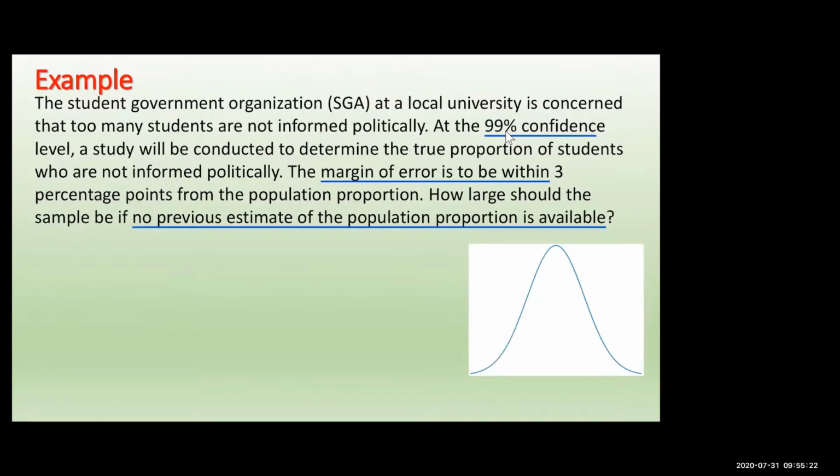So let's write down what is given. They have given C equal to 99% and margin of error is 3%, meaning 0.03. This is given, but no previous proportion is available to you. Let me write that: no previous proportion is available.